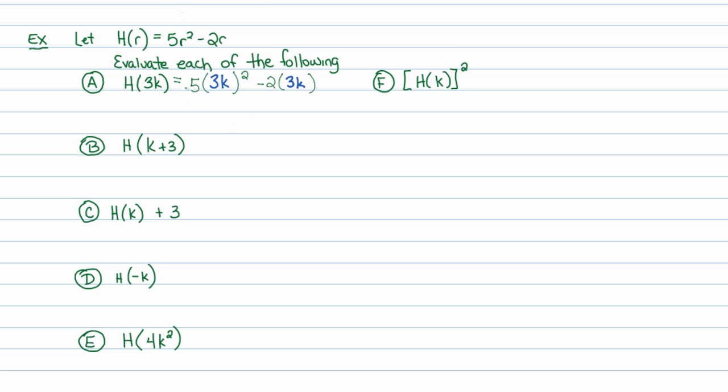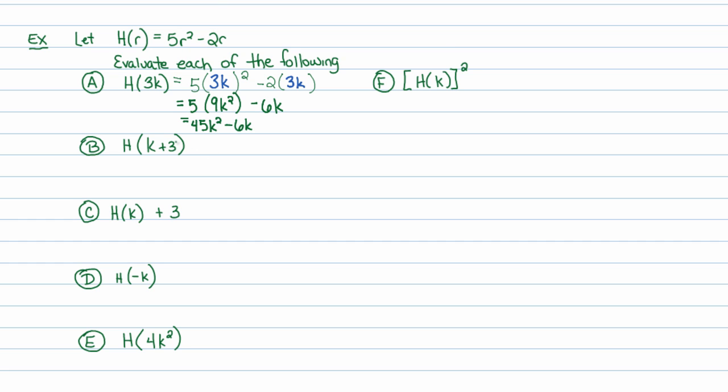And when we do that, we'll get 5 times, well, 3k being squared is just the same thing as 9k squared, minus 6k. Well, that's going to be 45k squared minus 6k. We can play this game all day long.